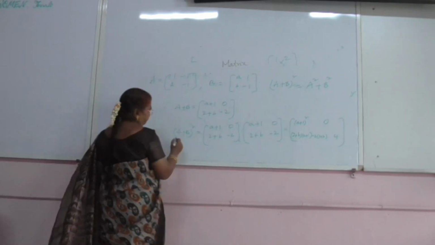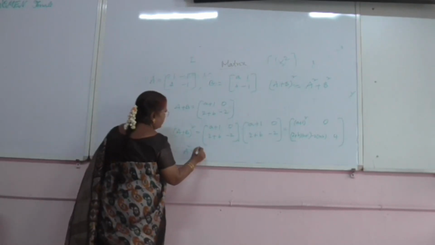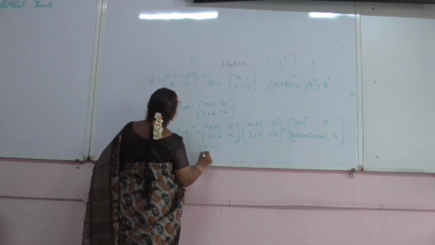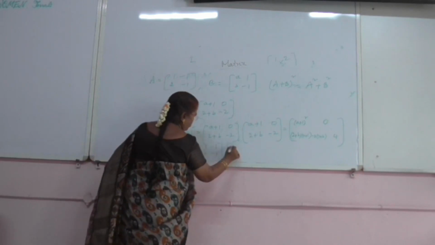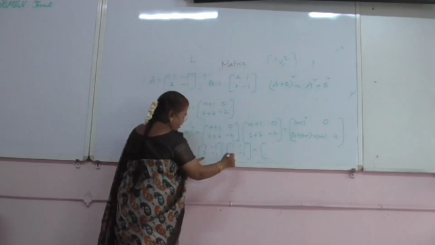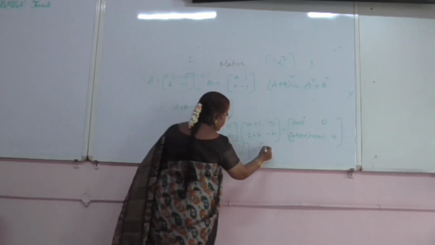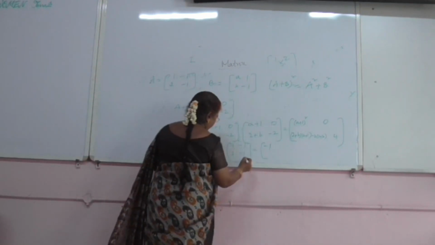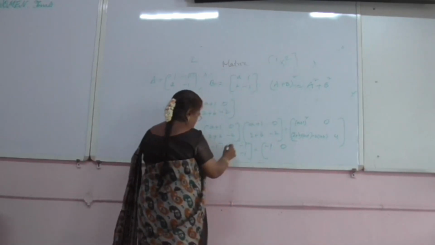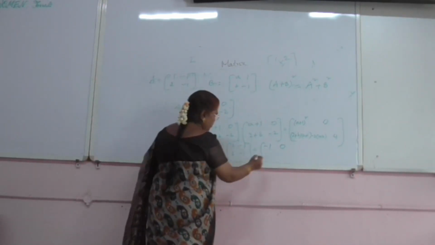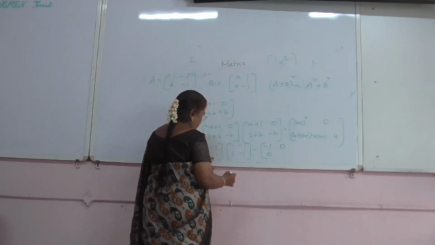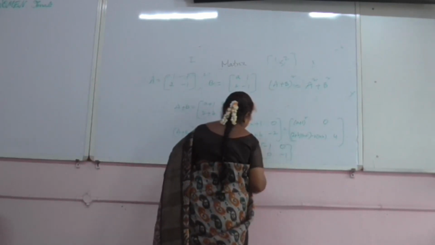A square equal to [1, minus 1; 2, minus 1] into [1, minus 1; 2, minus 1]. 1 into 1 minus 1 into 2, minus 1, 1 into minus 1 minus 1 into minus 1, minus 1 plus 1, 0, 2 into 1 minus 1 into 2, 2 minus 2, 0, 2 into minus 1 minus 1 into minus 1, minus 2 plus 1, minus 1. This is A square.